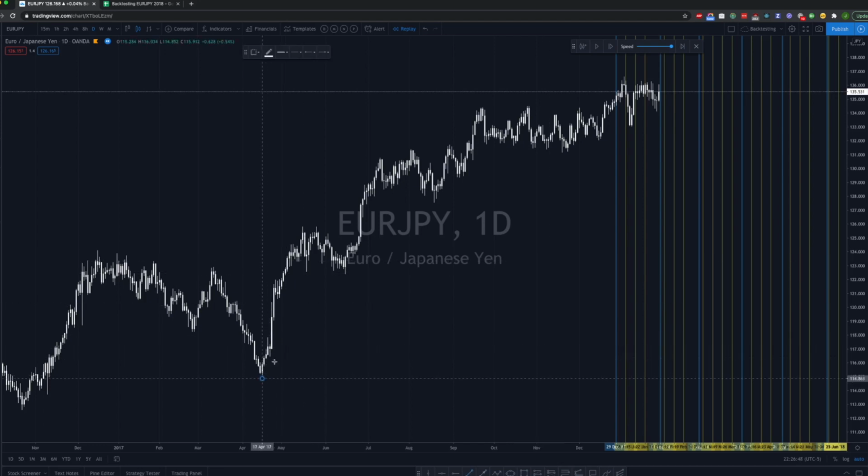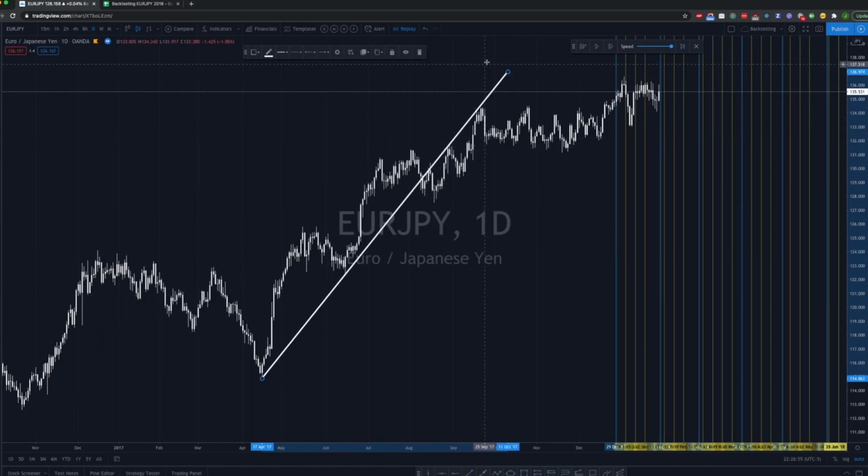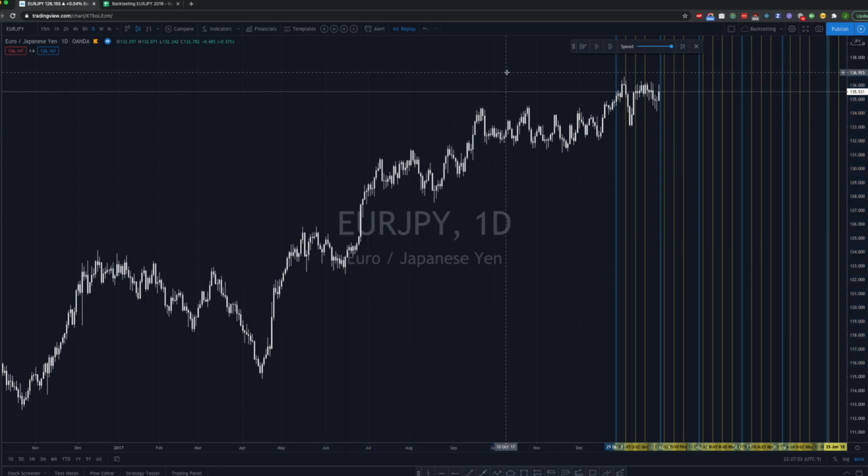So you could check this low here to this low here and just extend it into the future. It was well respected, but it's been broken and tested as resistance a few times. So for me, not really valid. So we could get rid of that.